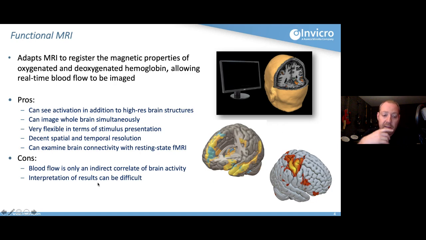The issue with that is that you're not actually measuring neural activity directly. So if you were doing something like EEG, where you're putting electrodes on the scalp and you're measuring the electrical activity of the brain directly, that's a direct measure of neural activity. With fMRI, you're measuring the blood flow, which is a consequence of that neural activity. So it's an indirect measure, and that can lead to some problems sometimes.